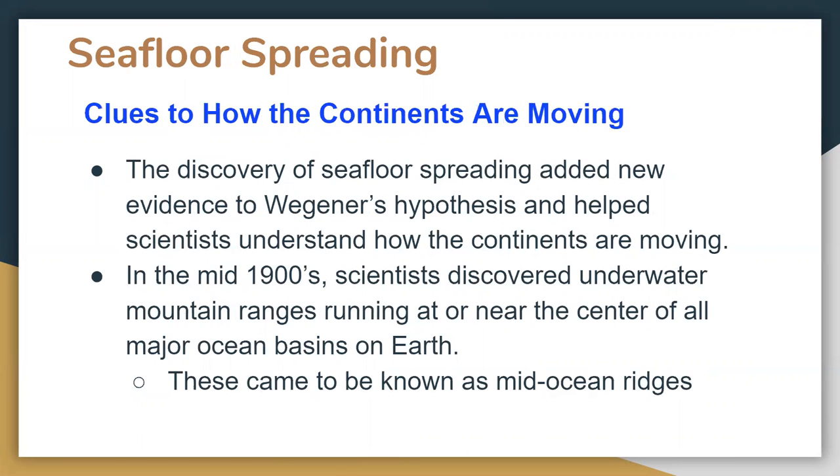The discovery of seafloor spreading added new evidence to Wegener's hypothesis and helped scientists to understand how the continents were moving. In the mid-1900s, scientists discovered underwater mountain ranges running at or near the center of all major ocean basins on Earth. And these underwater mountain ranges came to be known as mid-ocean ridges.